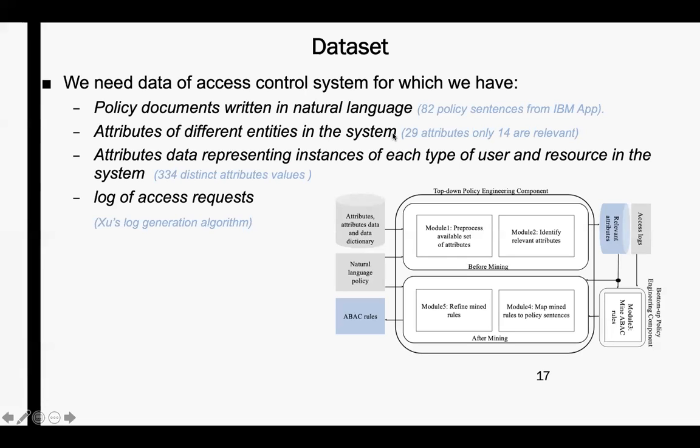We break down the sentences in this data set to attributes. We enrich the attributes with additional ones to simulate a real case scenario where the attributes that we start with don't only capture the rules, but contain additional irrelevant attributes. We initialize the attributes to create instances of the subjects and objects in the system. We have this number of distinct values in the system. In order to produce the log, we refer to Xu's log generation algorithm discussed in the paper.